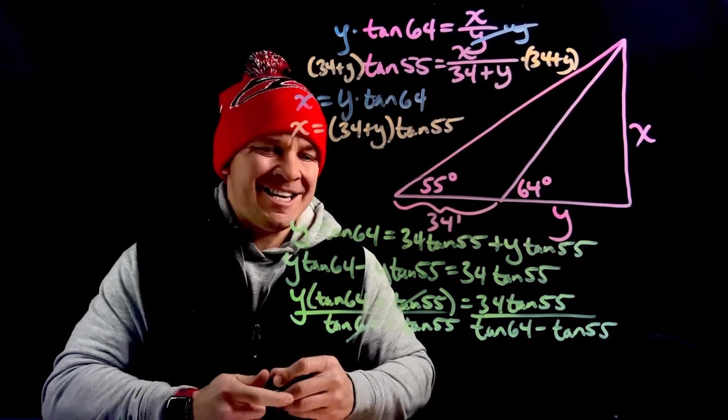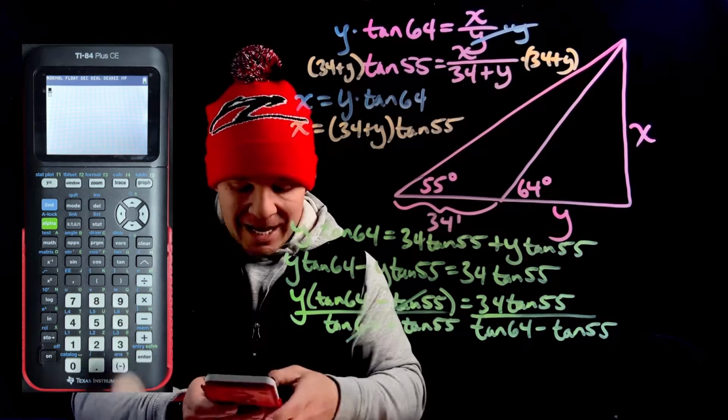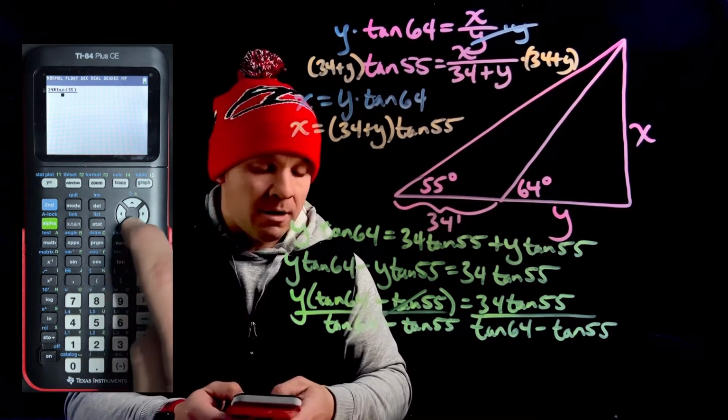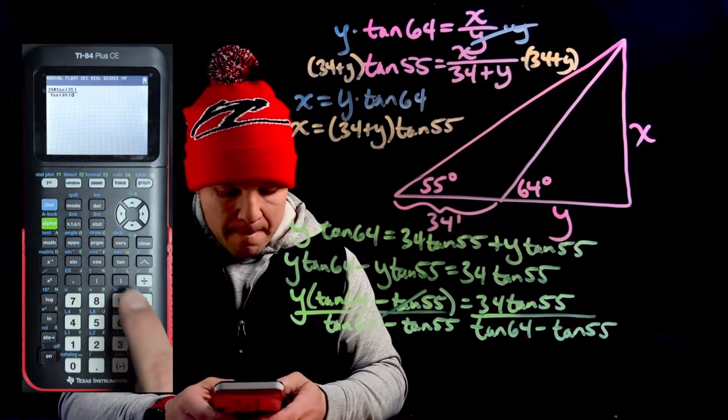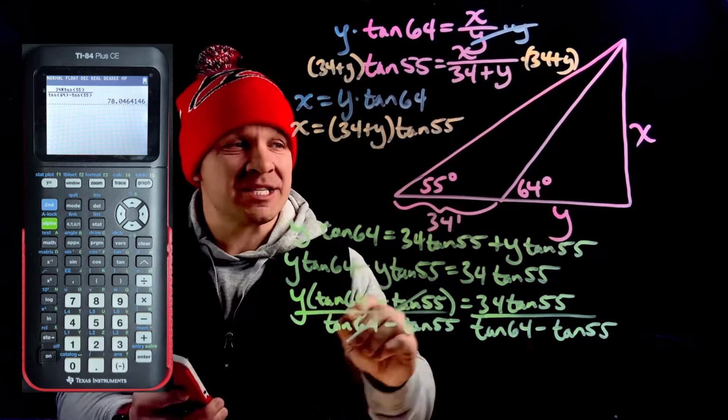Now it's time to bust out that TI. I'm going to hit alpha y equals to set up a fraction here. I'm going to type in 34 times the tangent of 55, arrow down to my denominator. I'm going to have tangent of 64 minus tangent of 55. And I get 78.046 for my y value.